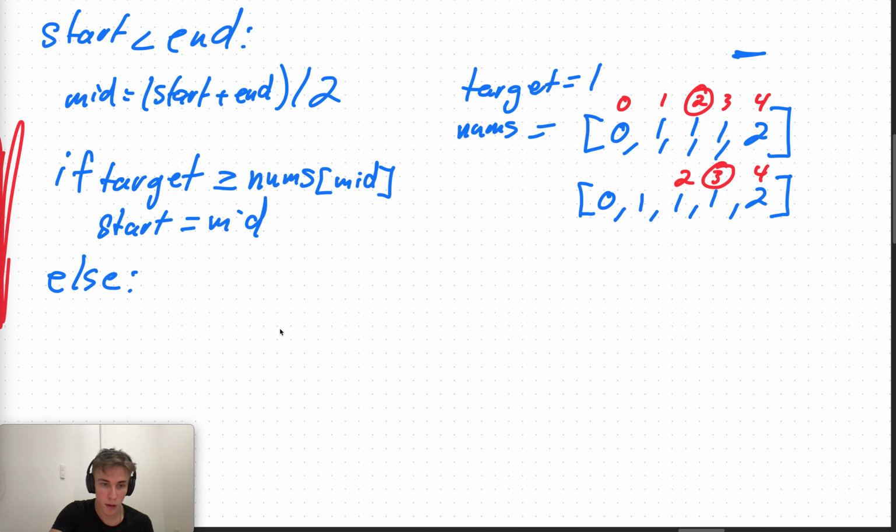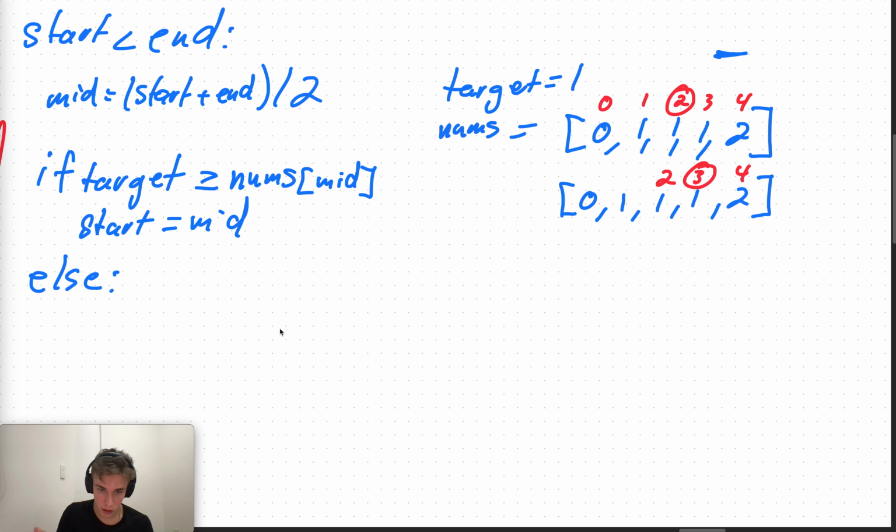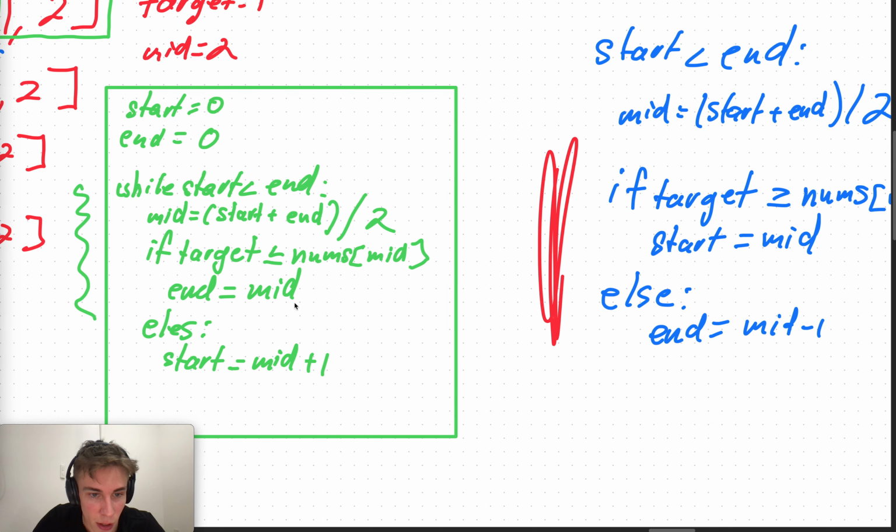Else, if it's smaller, then obviously I'm going to disregard this element entirely, and I'm going to go to the left. I'm going to say end is equal to mid minus 1. But isn't that identical to what I have here?